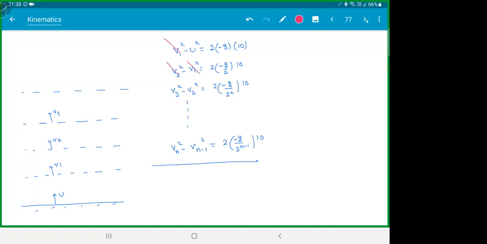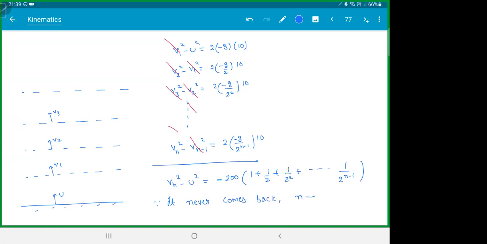Now, if I add all these equations, you'll observe something. This v1, v2, v2, v3, v3, everything will cancel off. On the LHS, you're left only with two terms: vn square minus u square. Vn is the speed at the nth boundary. And this will be minus g into 10 into 2 times (1 plus 1 by 2 plus 1 by 2 square, so on till 1 by 2 power n minus 1). Since it never comes back, you have reached the infinite boundary, so n tends to infinity. We'll never write equal to, we'll always write n tending to infinity because infinity is not a number.